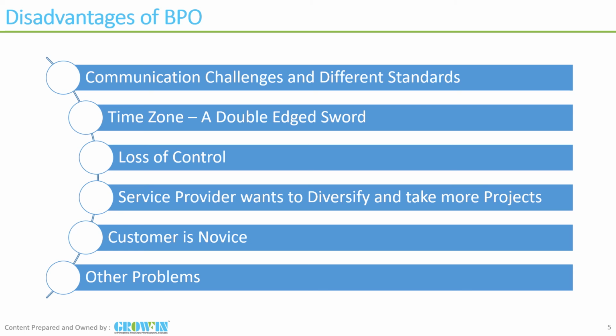Service provider wants to diversify and take more projects. To diversify the business of IT outsourcing, service providers want to take more projects, and in that case sometimes they cannot give better preference to all projects. Customer is novice. Many a times, the customer is a novice, and in the effort to satisfy him, the project may go haywire. Other problems which arise in practice are a failure to meet service levels, unclear contractual issues, changing requirements, unforeseen charges, and a dependence on the BPO which reduces flexibility.